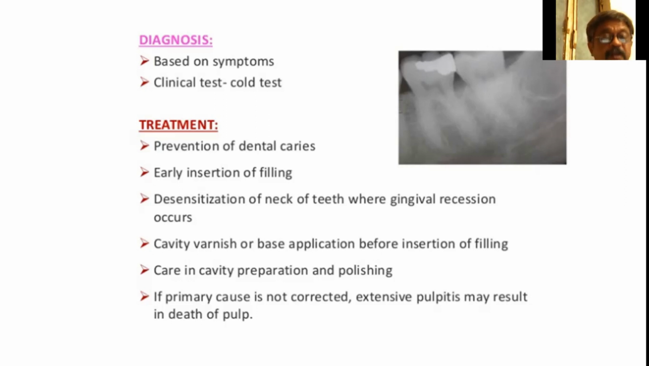And if the primary cause is not corrected, extensive pulpitis results in death of the pulp. अगर इस स्टेज में हम लोग कुछ ठीक नहीं करते हैं तो पल्प आगे और डैमेज होती जाएगी, इससे क्या होगा, नेक्रोसिस हो जाएगी पल्प.